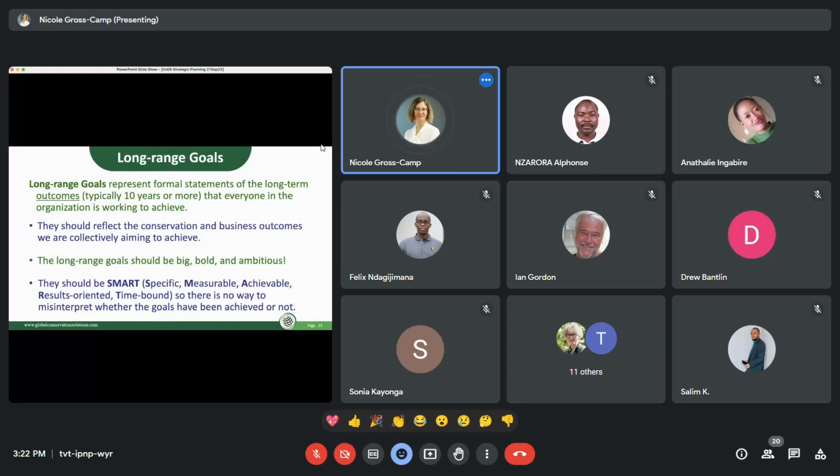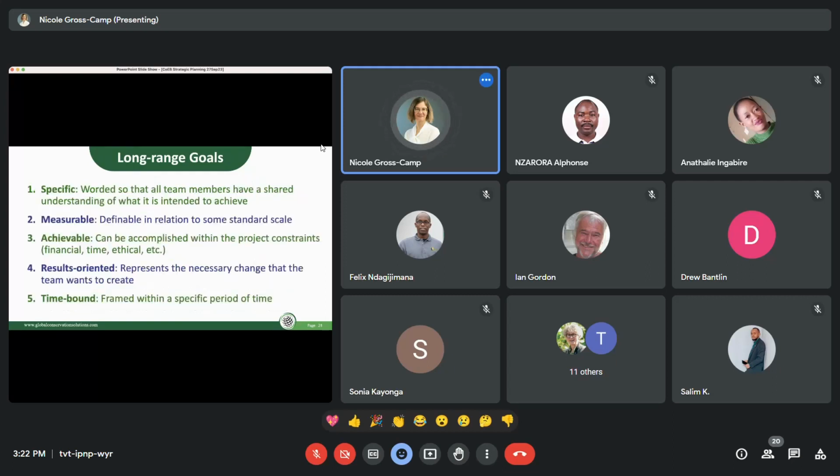Or vice versa. And in conservation, the SMART goal will be familiar to you. They should be specific, measurable, achievable, results oriented, and time bound. We're crystal clear what it is we're trying to do. I'll make these slides available to folks afterwards too. So this is just an expansion of what we mean by setting goals.